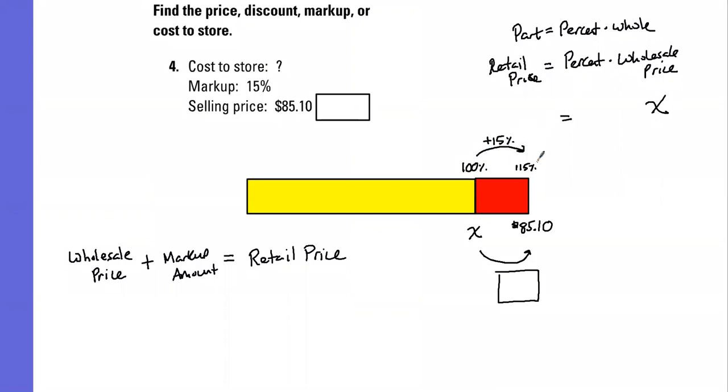So the percent I need to use is this 115%. I need to take 115%, which is 1.15. So 115% is the same as 100% plus 15%. In decimal form, 100% is 1 and 15% is 0.15. So notice that 115% is 1.15. So if I take 115% of my wholesale price, that will give me this retail price of $85.10.